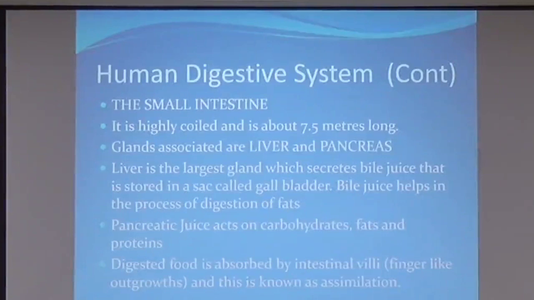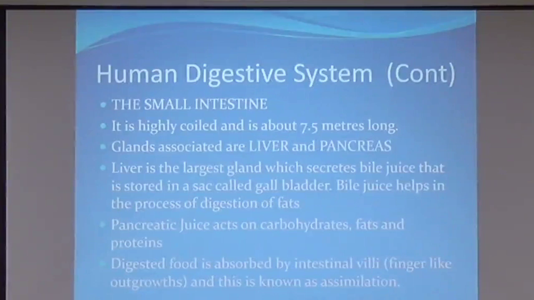And why is it so long? It is so long because it has to absorb the digested food materials and then send them into various tissue systems to get them oxidized into energy. And there are certain glands associated with this also. The glands which join towards the beginning of the small intestine are the liver and pancreas.